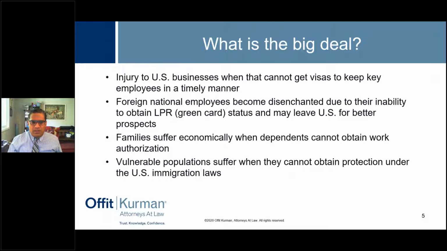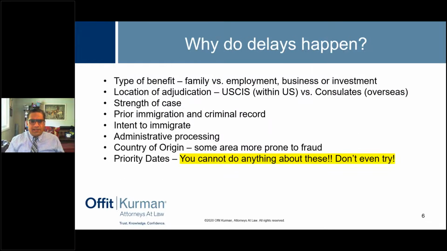Okay, so with that, let's move on to the next slide. I think I've touched on some of this earlier, on why the delays happen, and I'll try to give a roadmap of what the different factors are. So first off, you're going to look at what type of benefit you're talking about.